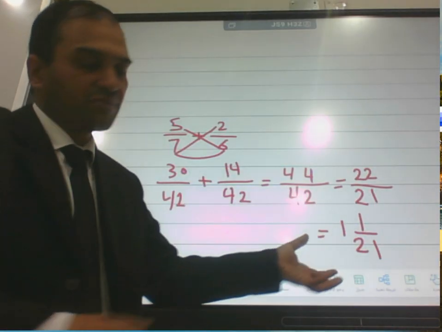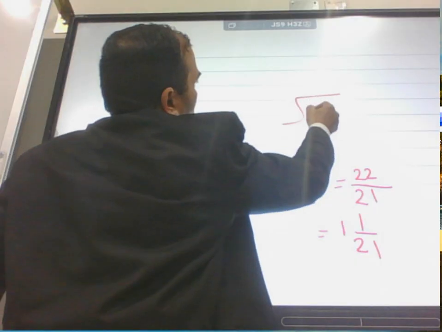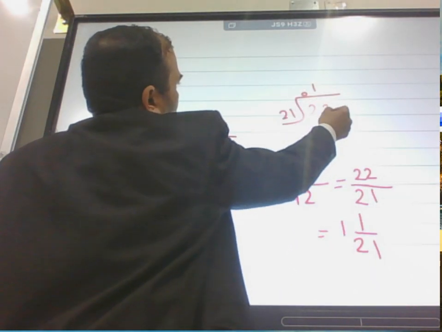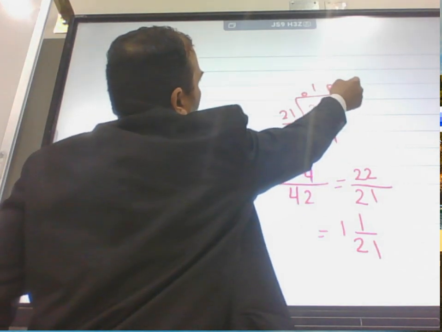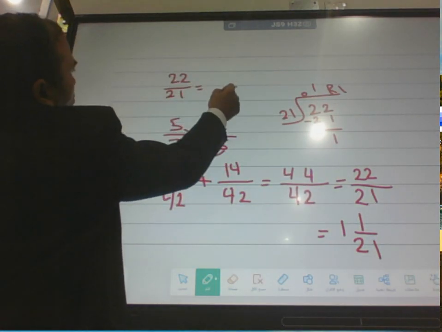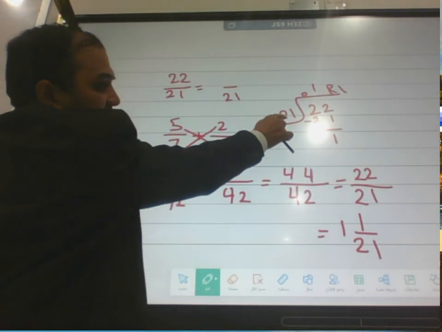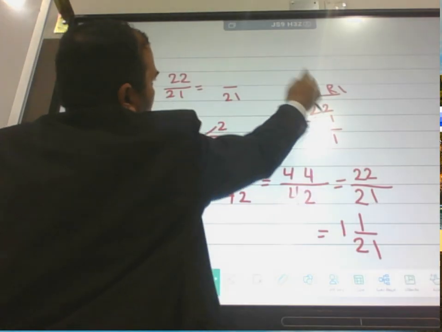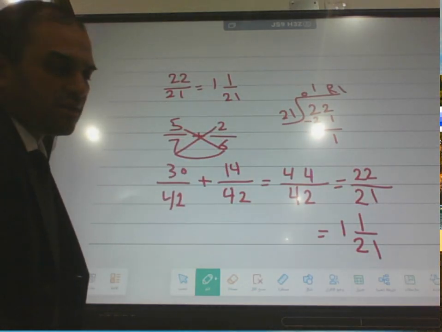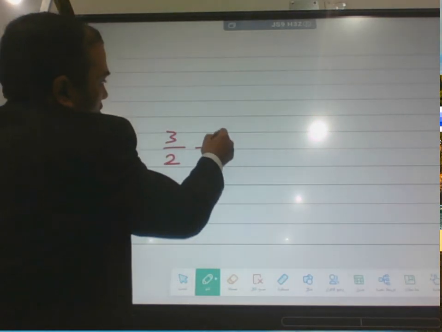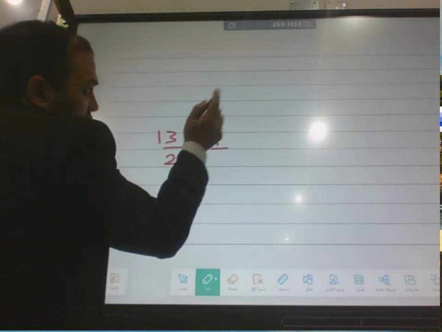If you don't know the steps here, you can use one division like this, the standard way. 22 divided by 21 will be 1 and remainder 1. So we can write 22 over 21. We can call 21 the divisor and 22 the dividend, and the quotient will be 1 and remainder 1. Okay? Understood this example?